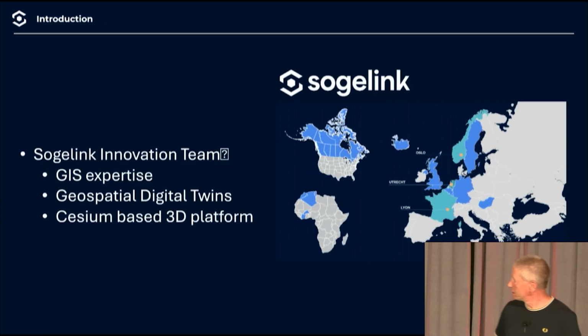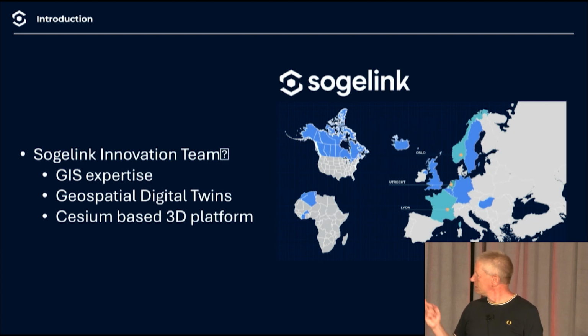So Socialink is based in Europe, mostly in France and in England, and also expanding in Canada and Africa. I'm part of the innovation team at Socialink, and we do a lot of GIS and geospatial digital twins, and of course we use Cesium as our platform of choice.